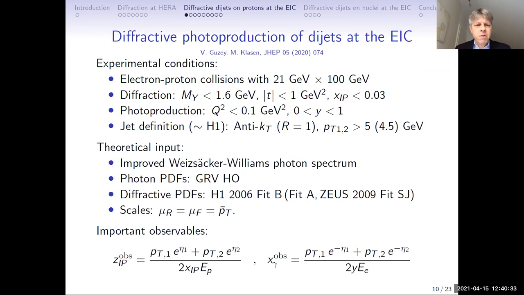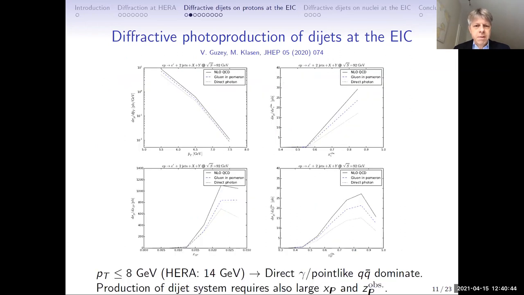and the observables that we're mostly interested in are the momentum fractions of the partons in the Pomeron, z Pomeron, and of the partons in the photon to distinguish direct and resolved photoproduction. Next slide, please, thank you.